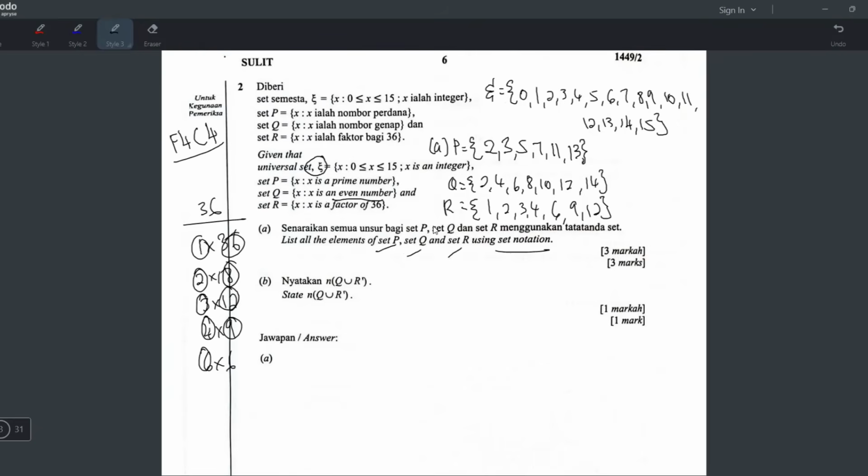Okay, notice how in A, they never ask you to list the elements for universal, right? But still you have to list it out. Because if you don't list this out, how do you want to list out the P, Q, R?